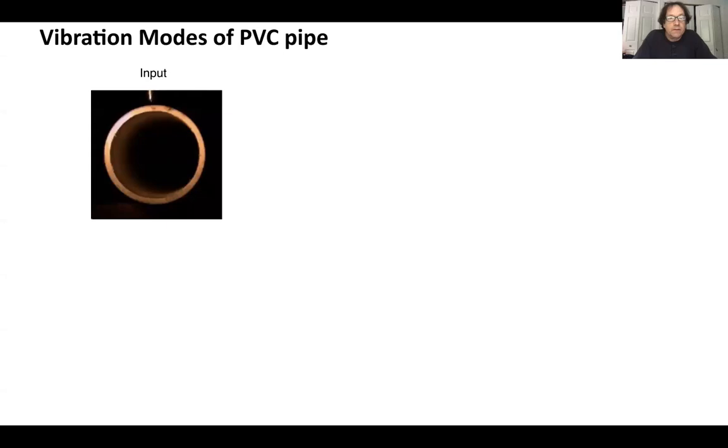Here is a high-speed video of a PVC pipe viewed end on, getting hit with a hammer. Now when something like that gets hit with a hammer, we know from our math classes that it rings like a bell and vibrates as a linear combination of normal modes, each with its own characteristic shape and frequency of oscillation.